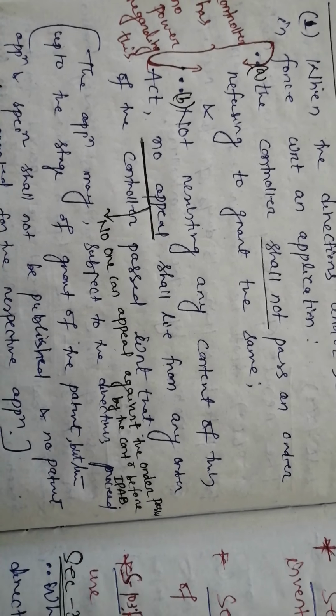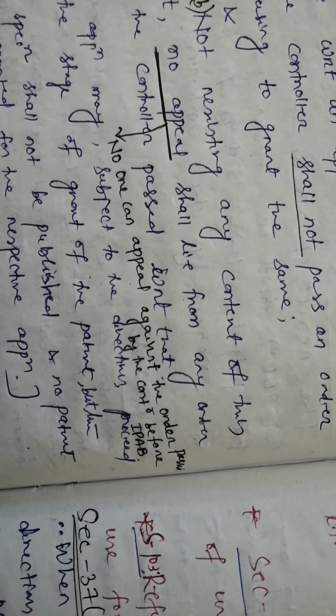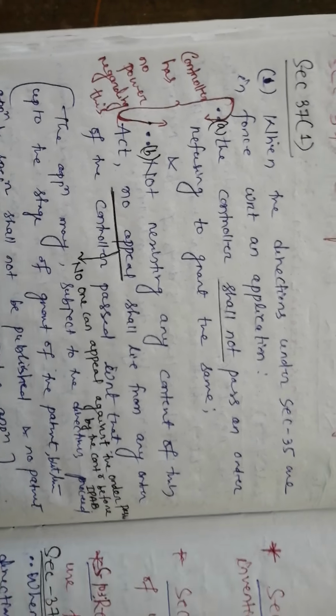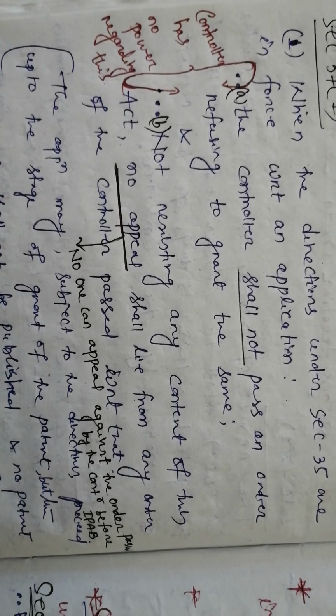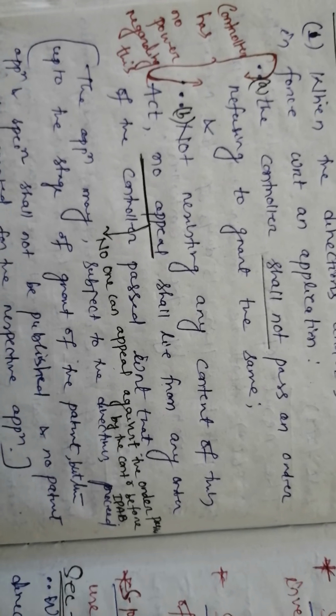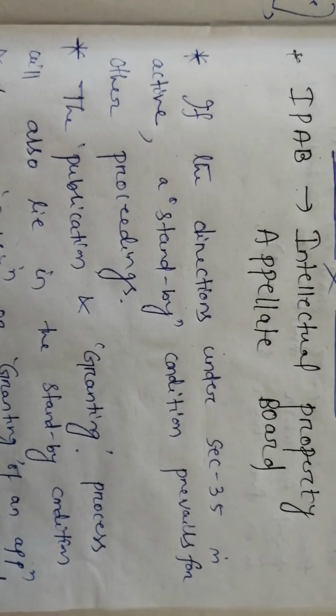If in earlier times the controller has passed some orders with respect to the applications, no appeal can be filed against it. That means no one can appeal against the order passed by the controller before IPAB. What is IPAB? IPAB is Intellectual Property Appellate Board. That means we can say here in subsection 1 of section 37, some conditions lie as standby conditions, where the controller has no power regarding refusing a patent application, and if he has passed some orders earlier, then no one can appeal against it.